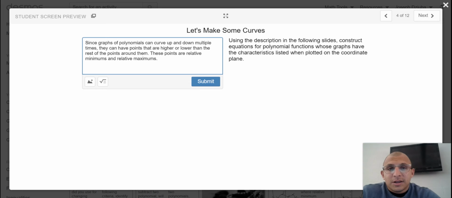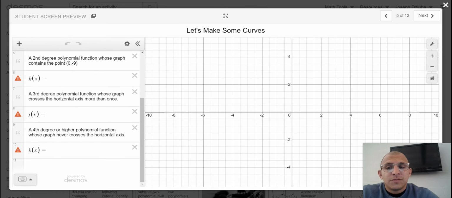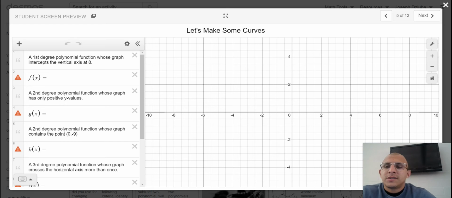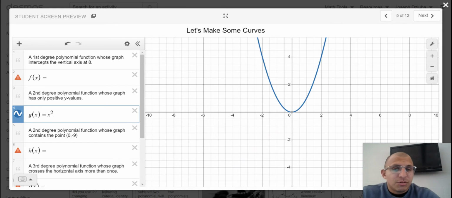Since we're still playing in the sandbox, on the following slide, we're going to construct equations for polynomials whose graphs have the characteristics listed when plotted on the coordinate plane. What do I mean by that? As you can see here, we have a bunch of different descriptions. For instance, in g of x, we need to construct a second degree polynomial function whose graph has only positive y values. So to create a second degree function, my highest power would need to be x to the second power, but I only can have positive y value outputs if I drag along my graph. Everything seems to be positive except for the vertex, which is 0, and is technically not positive or negative.